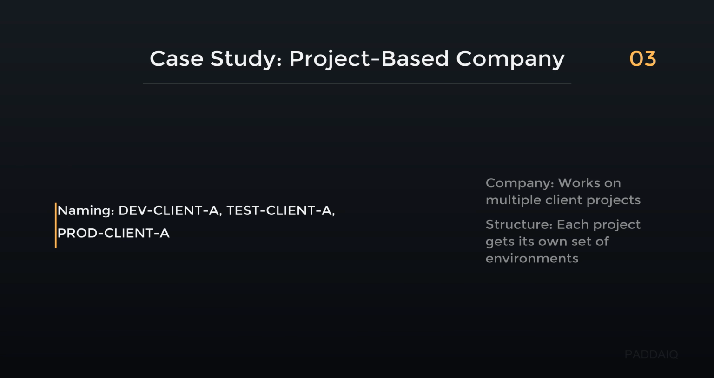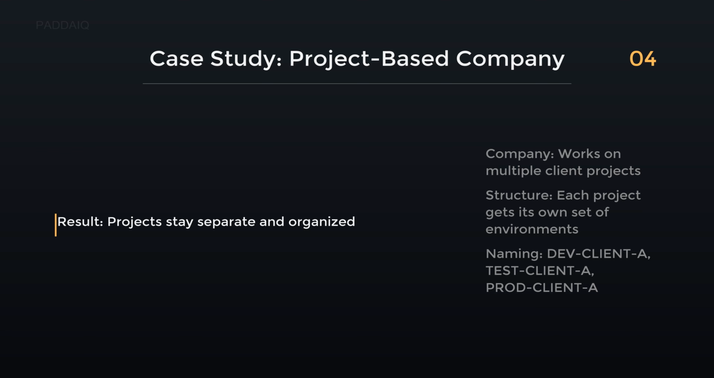Naming: Dev Client A, Test Client A, Prod Client A. This means using clear, consistent names for your development, testing, and production environments. For example, a company might use these names for their 3 separate systems to avoid confusion. This structured approach ensures everyone knows exactly which system they are working on for a given task.